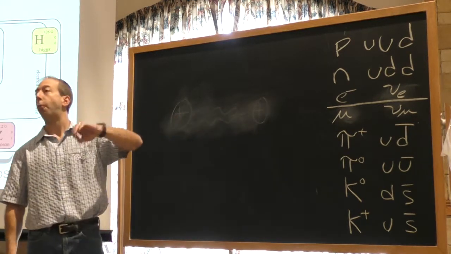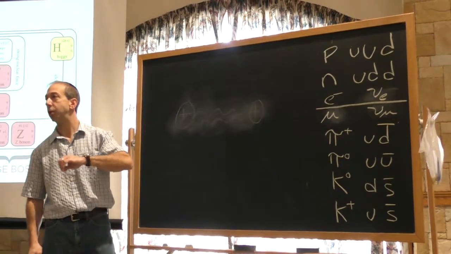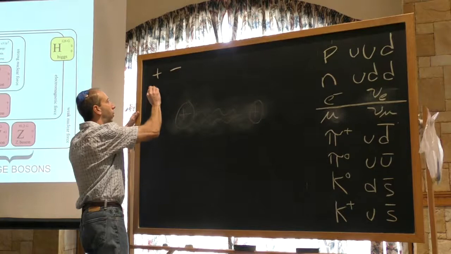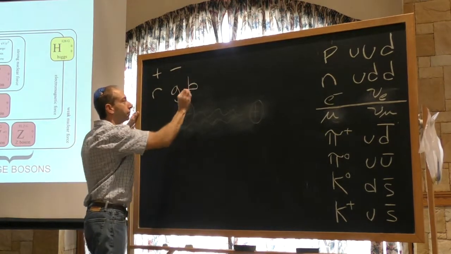So the rule for the strong force is you have color as your charge. So instead of having a plus and a minus, I have a red, I have a green, and I have a blue.